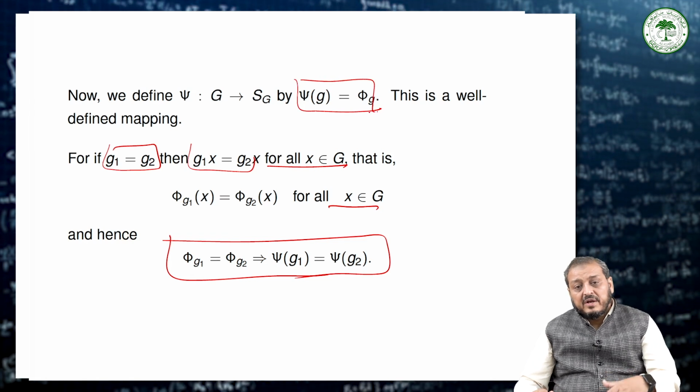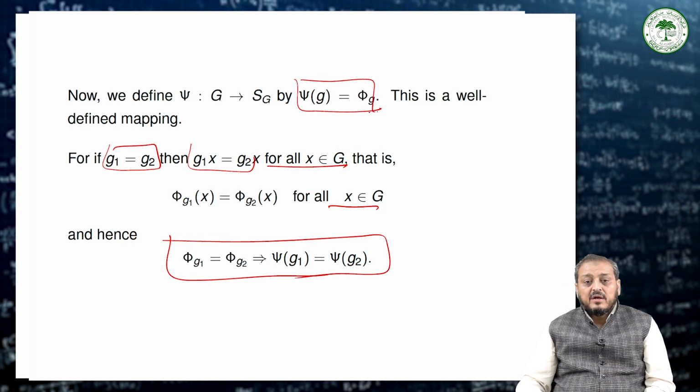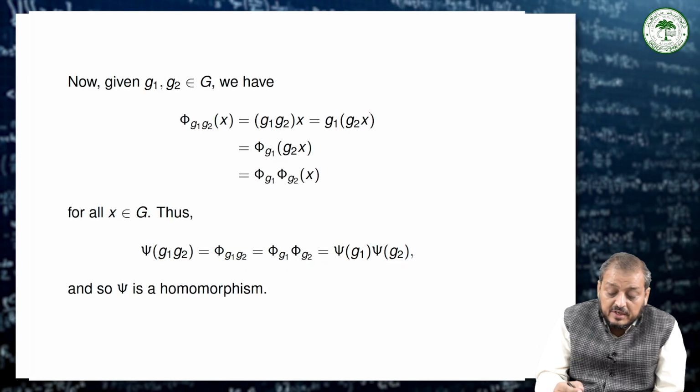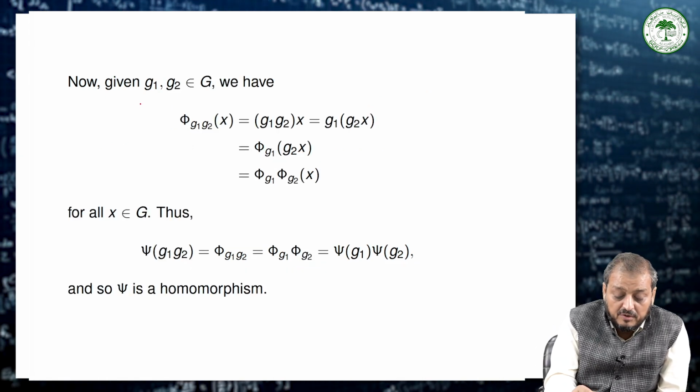Now we have to next show that this map is onto, a homomorphism, and also one-one. So first we show that this is a homomorphism.